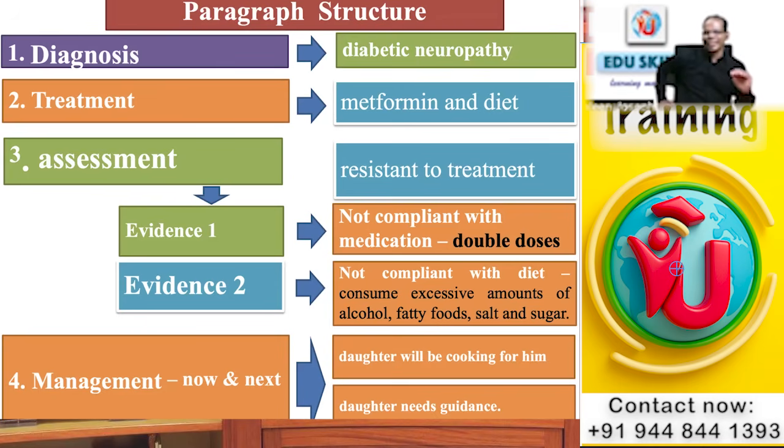Next sentence. Then what is the assessment? However, he remains resistant to any form of treatment and has not been compliant with the medication regimen, reporting poor memory as the primary cause of his neglect. Then evidence, not compliant with the medication, double doses. Evidence 2, not compliant with diet, consume excessive amounts of alcohol, fatty foods, salt and sugar. If you have the paragraph, take a screenshot, write it down and find out this structure.